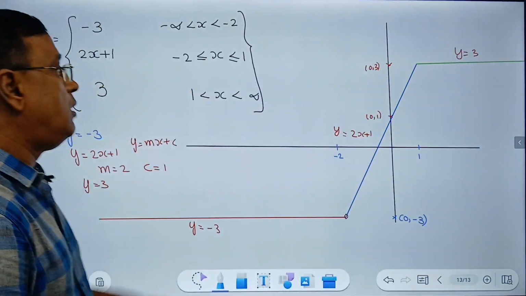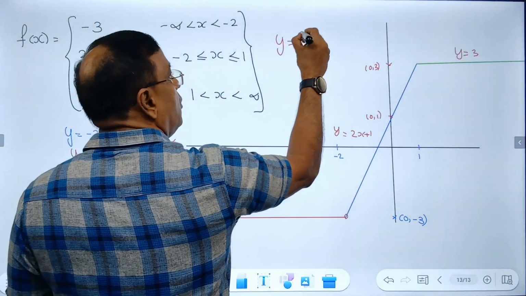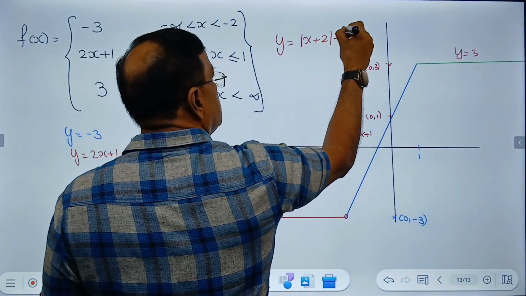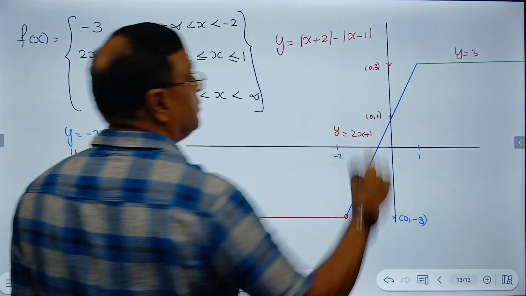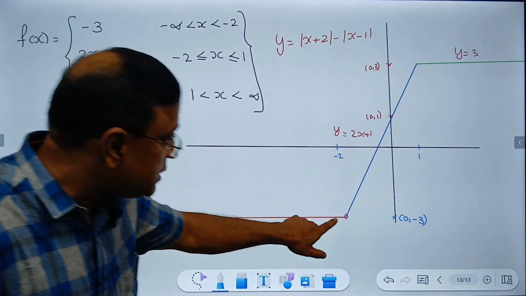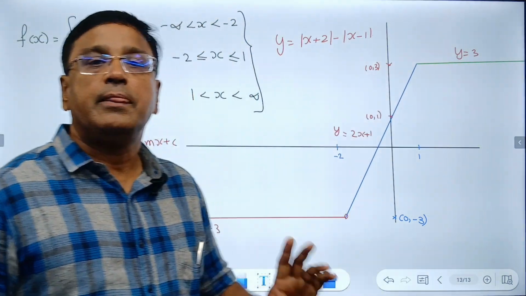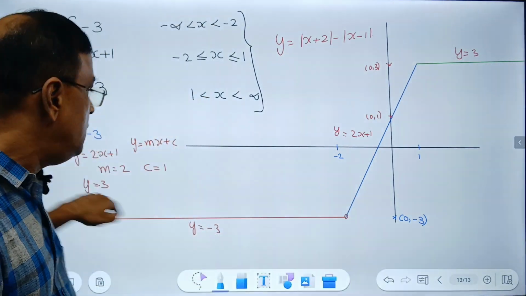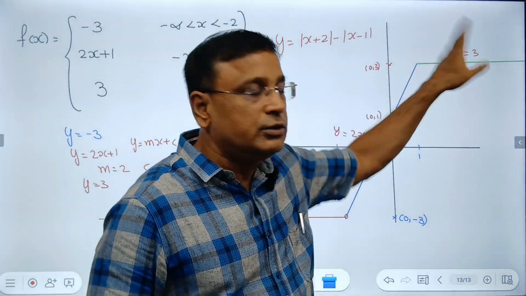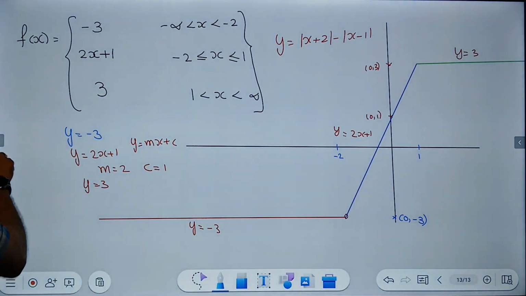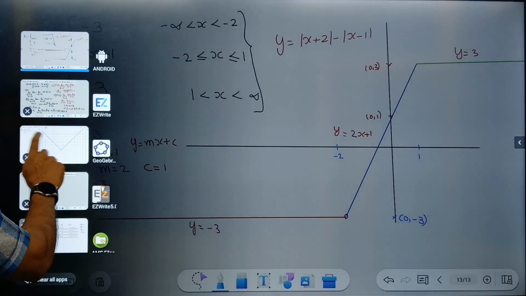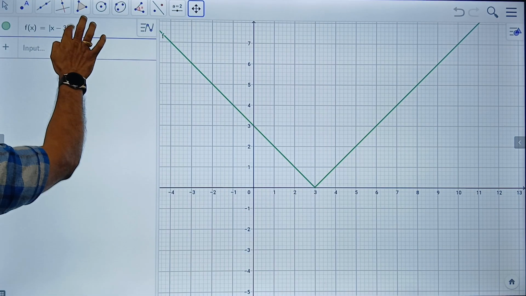This is how you draw the graph of y equal to modulus of x plus 2 minus modulus of x minus 1, and you can see there are sharp edges at minus 2 and 1. That is why the function was not differentiable, whereas you see it's perfectly continuous. Okay, I'll just show it on GeoGebra also so that you can experience that. Let's come back to this.